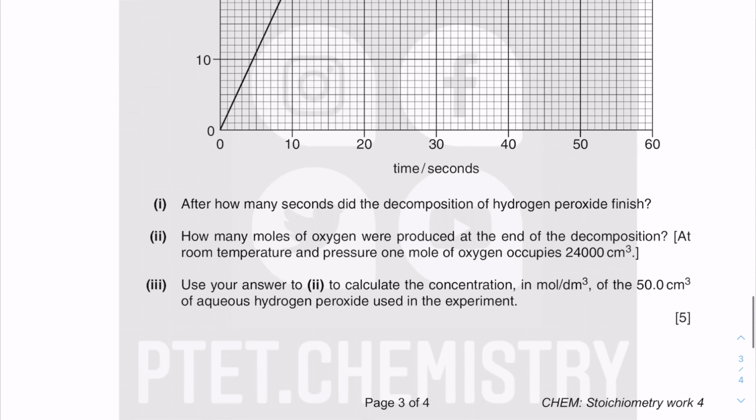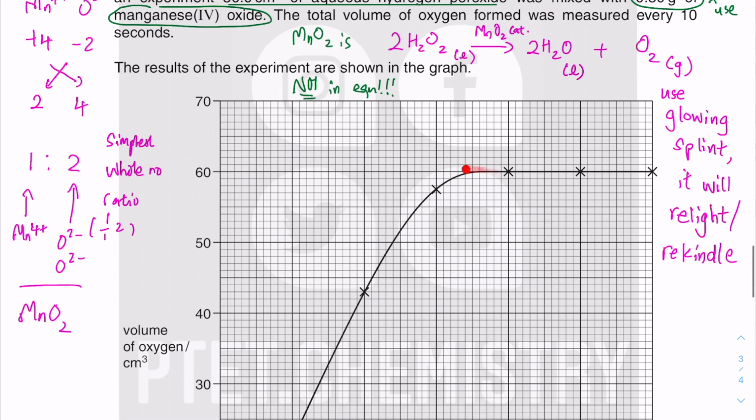So after how many seconds did the decomposition finish? Basically, when does the reaction complete? Complete reaction is when the oxygen is no longer being produced, because no more oxygen means that's when H2O2 has finished reacting. When does it finish reacting? Here you could see it's getting slower and slower. There is still a bit of oxygen being produced because it hasn't reached the 60 yet, and just about there where I marked it green, that's about when it levels off, because here it's still increasing, here it levels off. So we need to read the graph.